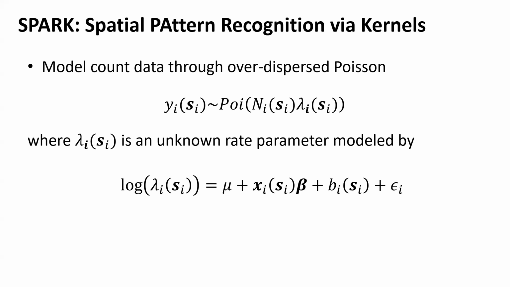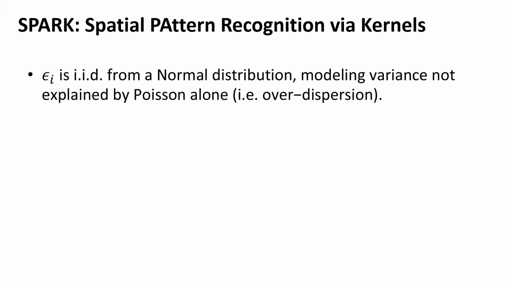For lambda i, because it's a positive number, we usually model it on the log scale, and we'll model it as a combination of 4 different terms. We have our usual intercept, the usual covariates, and then the latter 2 terms, which are random effects terms. Those are the key for the modeling. So b sub i and epsilon sub i are the key part for modeling the spatial versus non-spatial process.